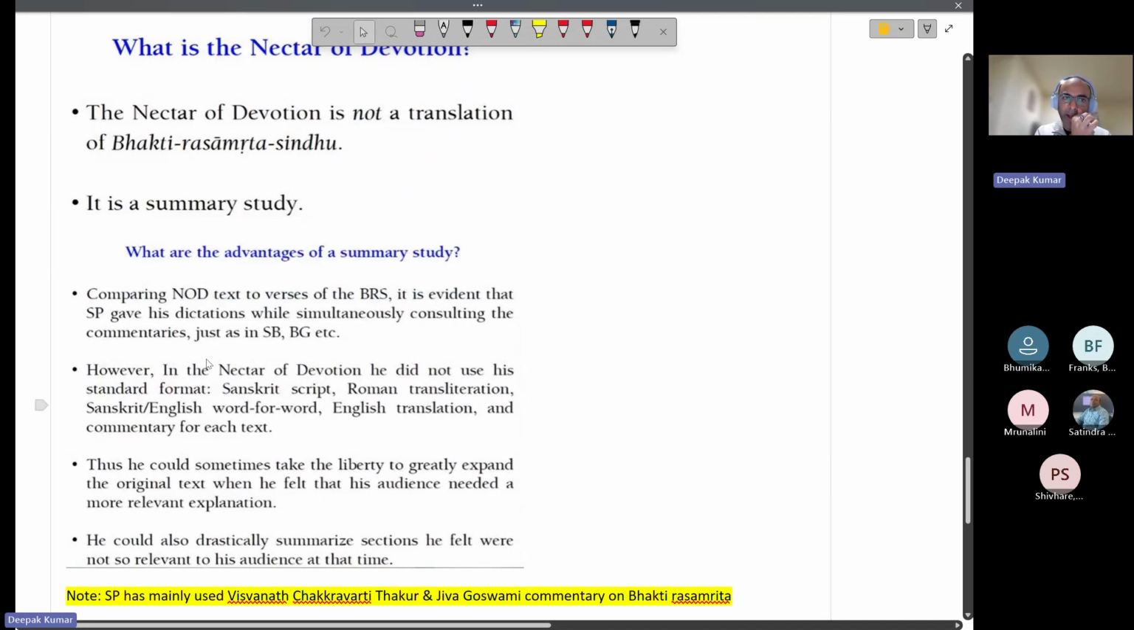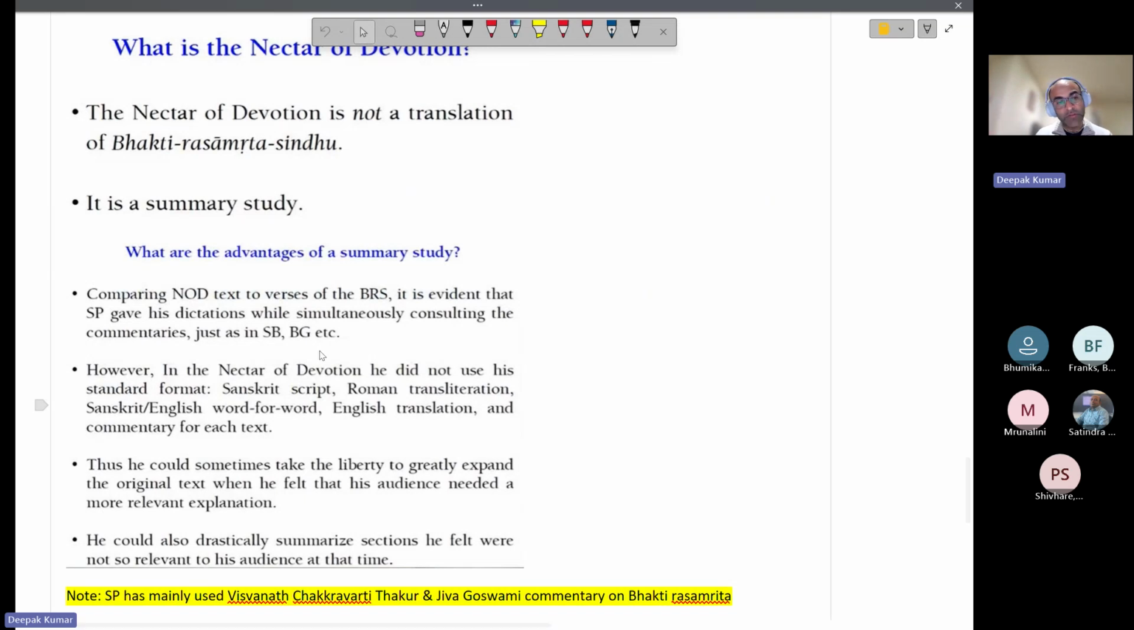Comparing the Nectar of Devotion text to the verses of BRS, it is evident that Srila Prabhupada gave his dictations while simultaneously consulting the commentaries, just as in Srimad Bhagavatam and Bhagavad Gita. So when he was writing, he was consulting other commentaries also, and he has put all those in Nectar of Devotion for an audience in a way that they can understand in simple terms what bhakti really means. So Prabhupada has done an amazing job by writing that simple book.